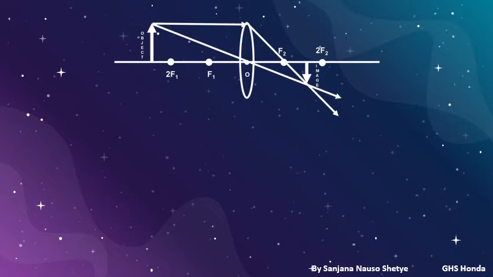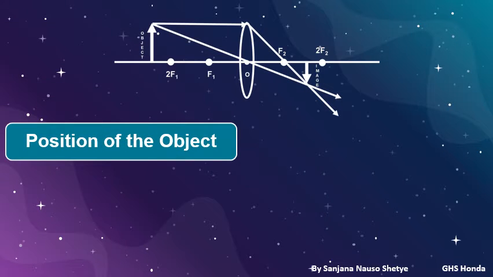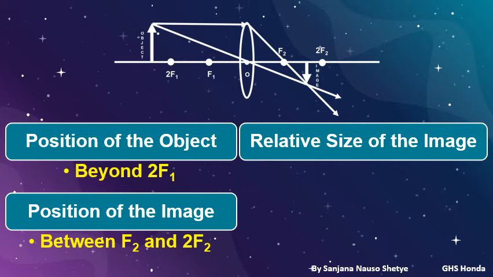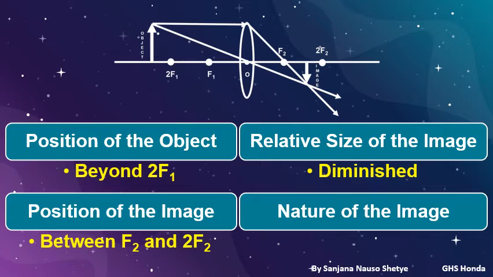From this first ray diagram, we can come to know that when the position of the object is beyond 2F1, then the position of the image is between F2 and 2F2. Relative size of the image is diminished and the nature of the image is real and inverted.